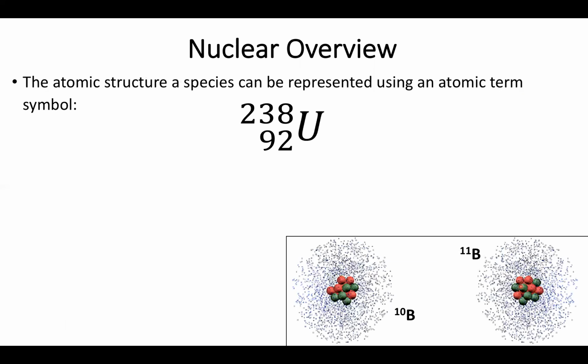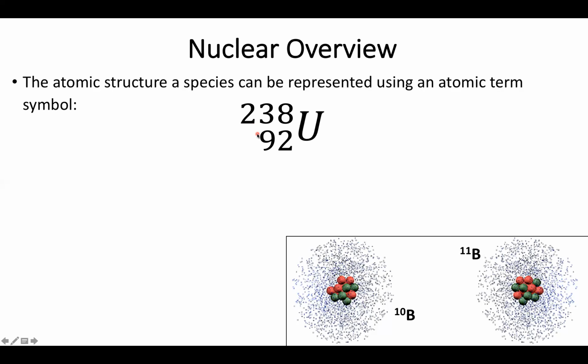So the first thing we need to do is establish how we define a nucleus. And we do this using what are called atomic term symbols. For here, we're going to ignore the presence of electrons. So I won't represent any ionic charges in this upper right corner like we have before. If you want a quick review of atomic structure, please feel free to take a look at the video links below.